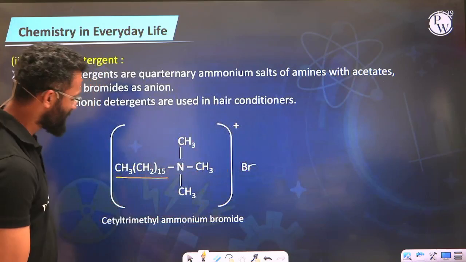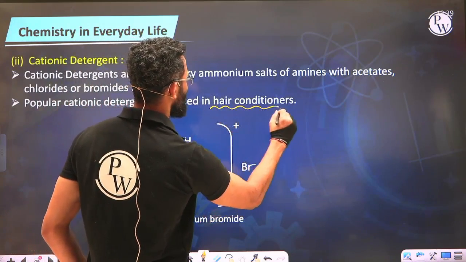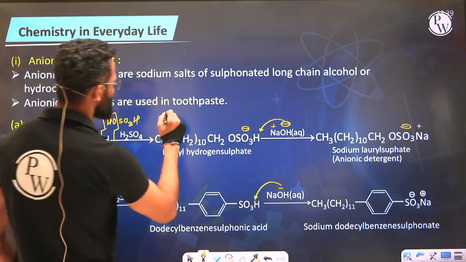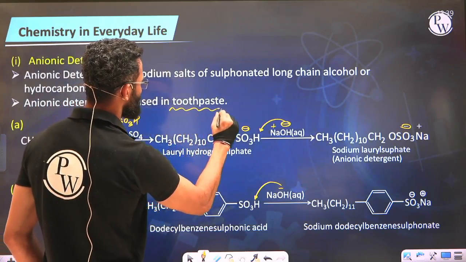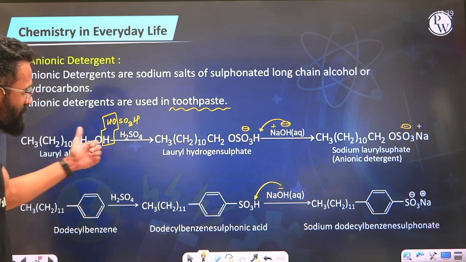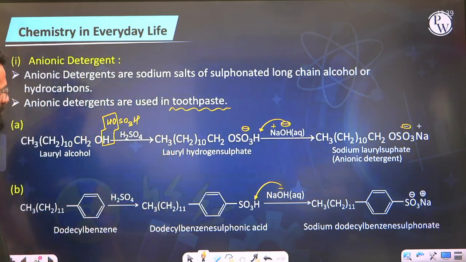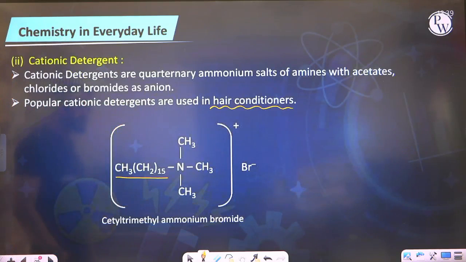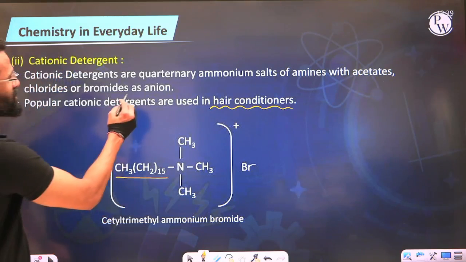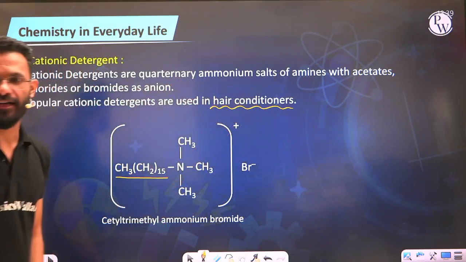And you will see that these cationic detergents are very commonly used in air conditioners. And when you talk about anionic detergents, these anionic detergents are very commonly used in toothpaste. So as a usage, you may have some question related to that. So these two are the example of anionic detergents. And what we saw here, cetyl trimethyl ammonium bromide, is example of cationic detergents. What are cationic detergents? They are generally quaternary ammonium salts of amine with acetate or in general halides as anion.